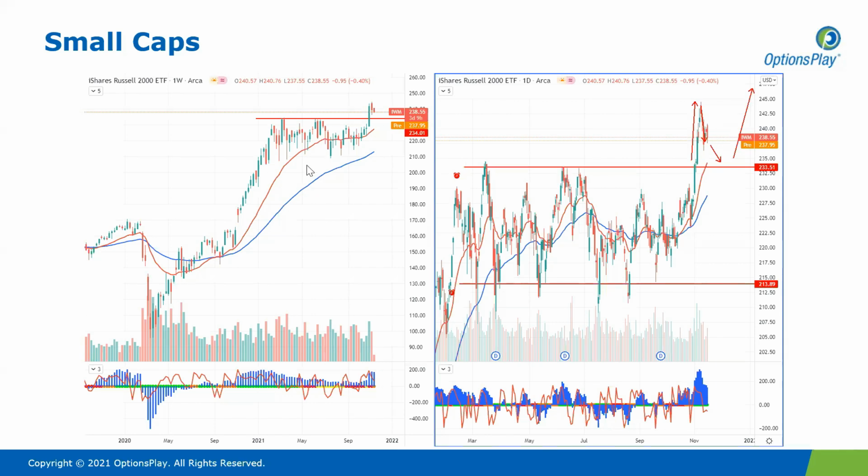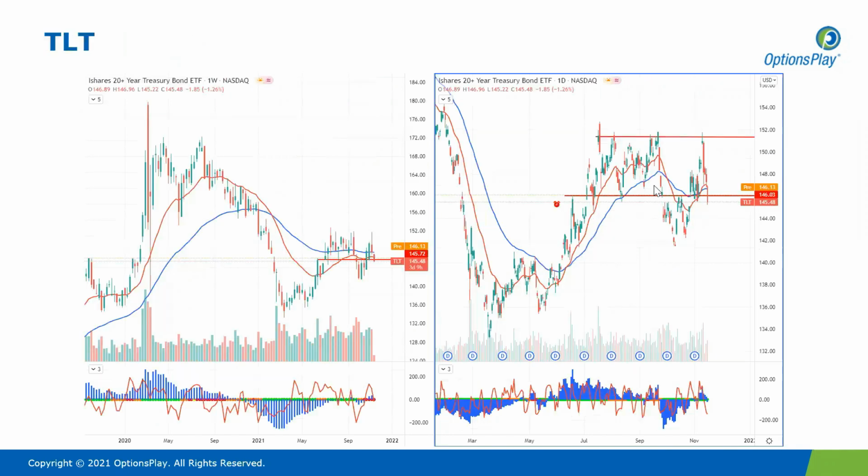And small caps have a lot of catching up to do. They have been neutral for pretty much most of the year while the large cap names have rallied. So I think there's definitely a big bullish case to be made for small caps should they pull back, especially to 233. And I think that'll offer an excellent risk to reward long entry.